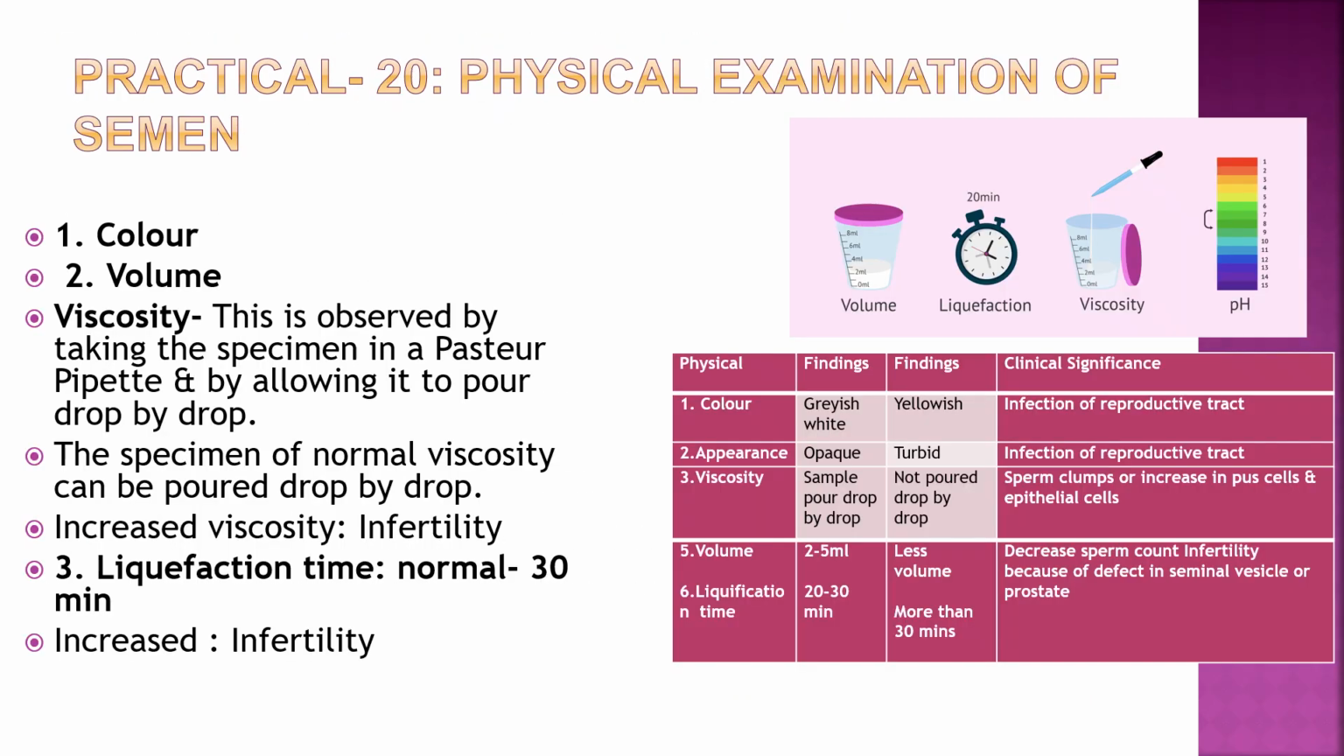Hello students, now we will see physical examination of semen. After collection of semen, wait for half an hour and then take the readings. Like color, normally it is greyish white. Volume is around 3 to 5 ml.